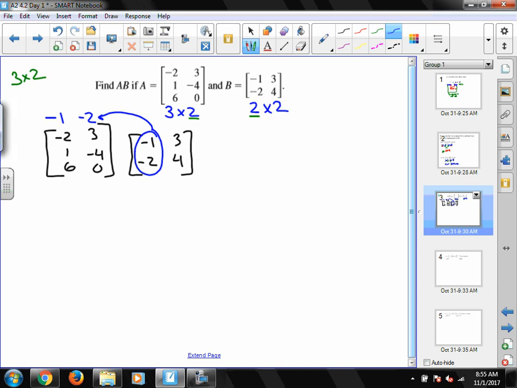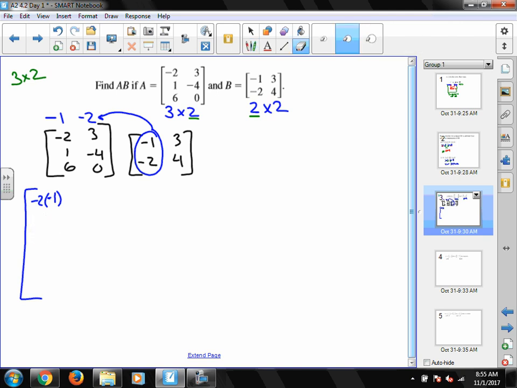So the negative 1 is going to multiply every number in that column, and the negative 2 will multiply every number in that column. So I end up with negative 2 times negative 1, 1 times a negative 1, and 6 times a negative 1.